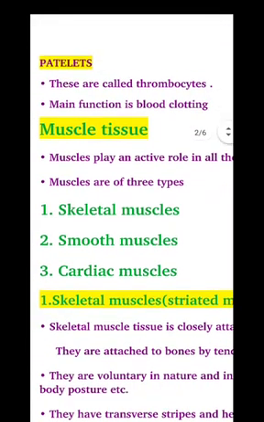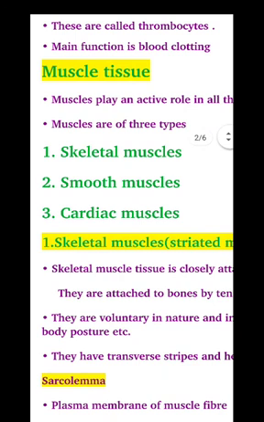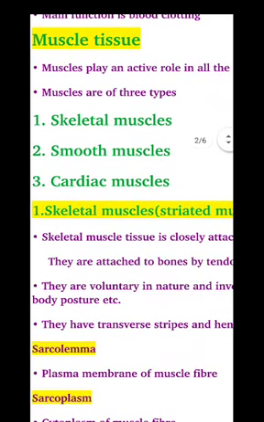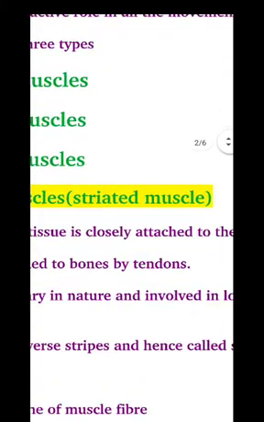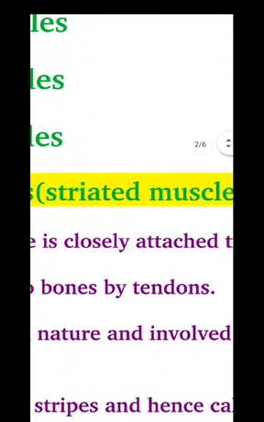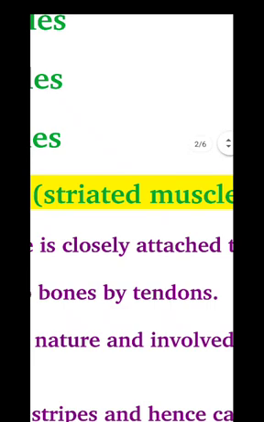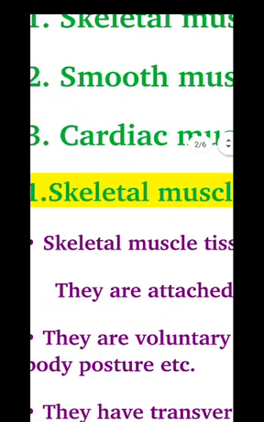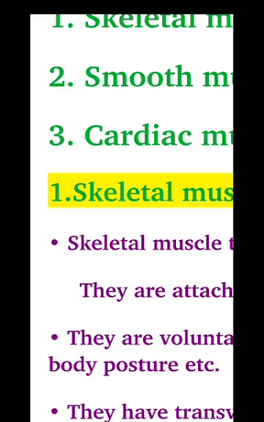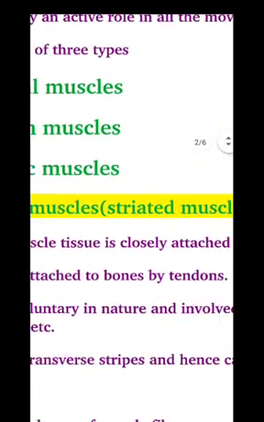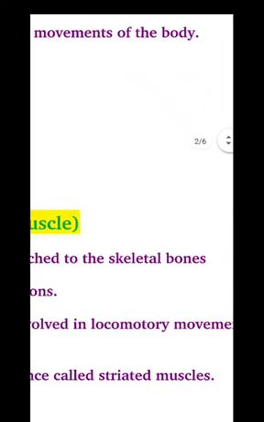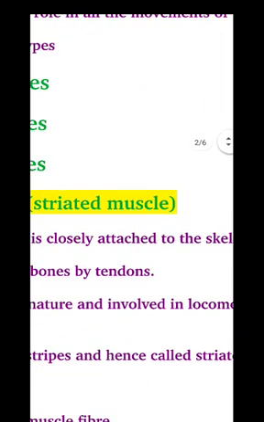There are three types of muscles: skeletal muscle, smooth muscle, and cardiac muscle. The first one is skeletal muscle, otherwise known as striated or striped muscle. The skeletal muscle tissue is closely attached to the skeletal bones. That is why it is named skeletal muscle.